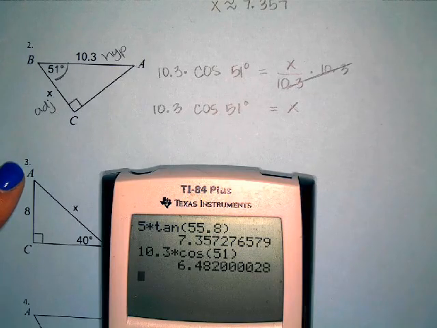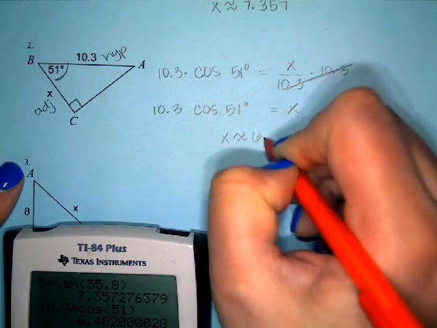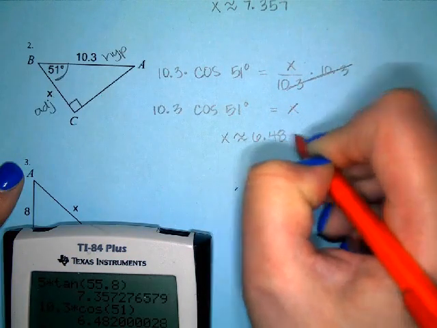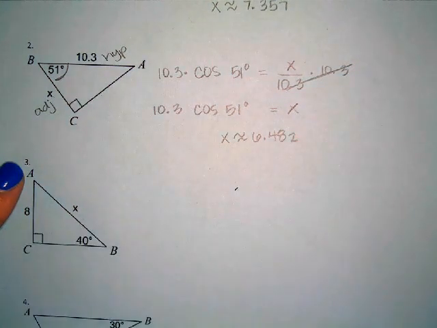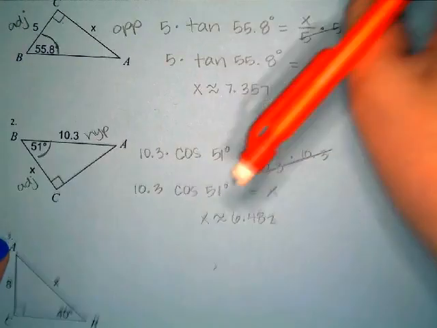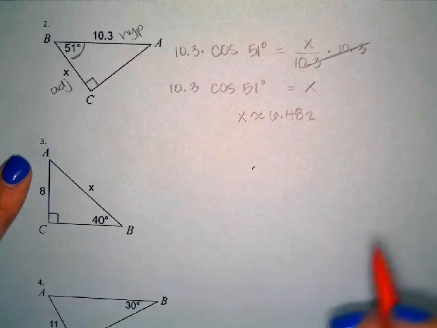6.482. Okay. Probably, most likely. Every so often you'll get one that's a nice whole number, but generally not. All right, here's the next one.